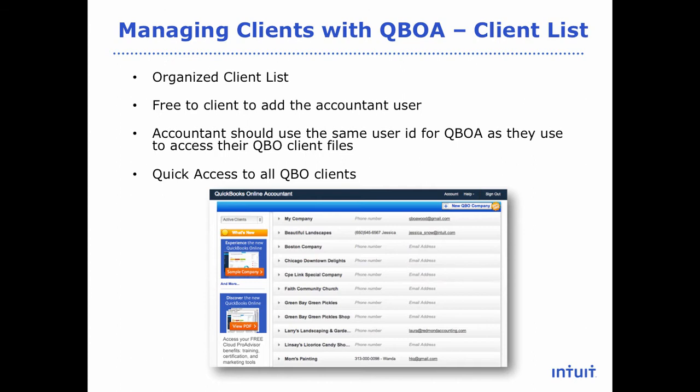So your client list is going to give you really quick access to all of your QBO clients. What you'll see, and we'll get there in just a minute, is it's really organized. It's going to be alphabetical by the company name. You can go in and do a little bit of editing, and I'll show you that when we log in just a couple moments. And again, it's free for your client to add the accountant user, and there are 2 accountant users that are available. So it's going to be, again, free for you, free for your client.